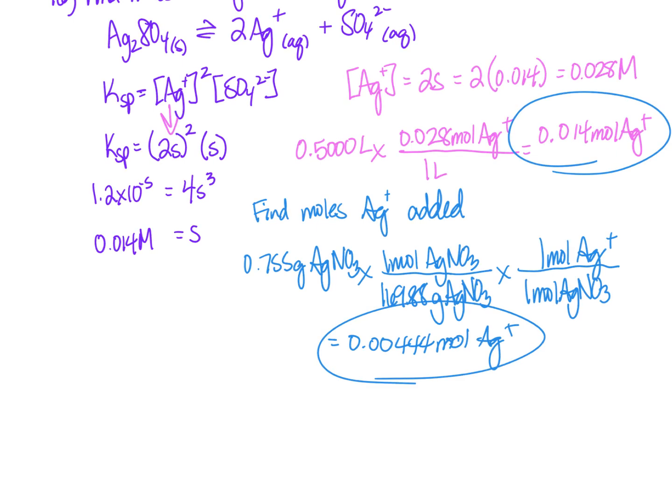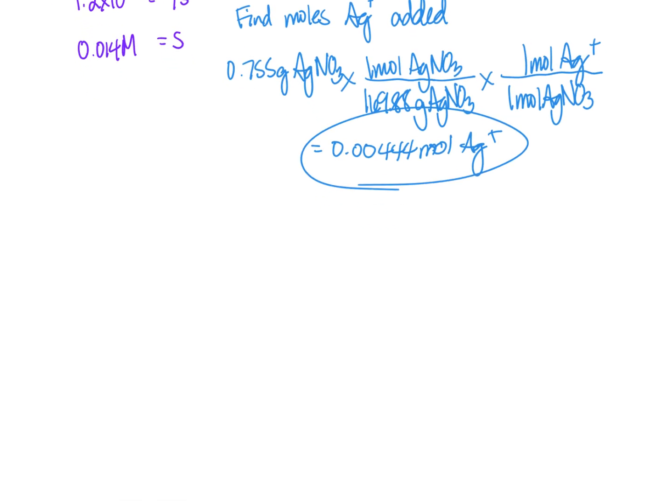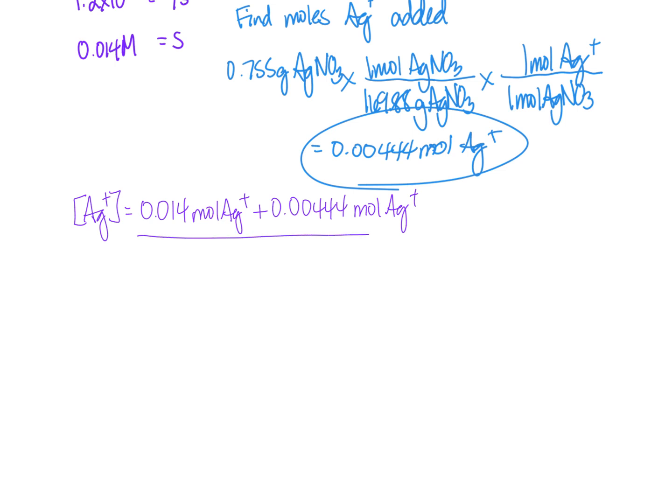So now, since we know how many moles we started with, we know how many moles we added, and we know we're still in a 500 milliliter solution, we can find the concentration of Ag plus. So the concentration of Ag plus is those two values added together, 0.014 moles of Ag plus that I had originally, plus the 0.00444 moles of Ag plus that I added, divided by that total volume of 500 milliliters or 0.5 liters. That gives me a concentration of 0.037 molar. Okay. So that's the concentration of the Ag plus.